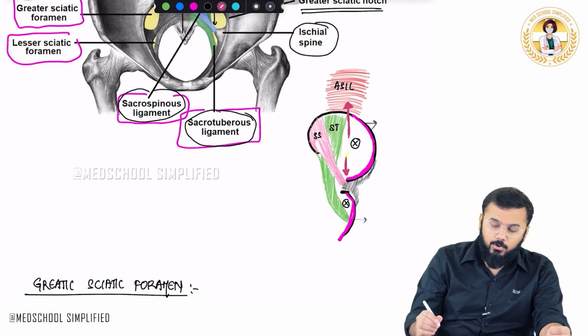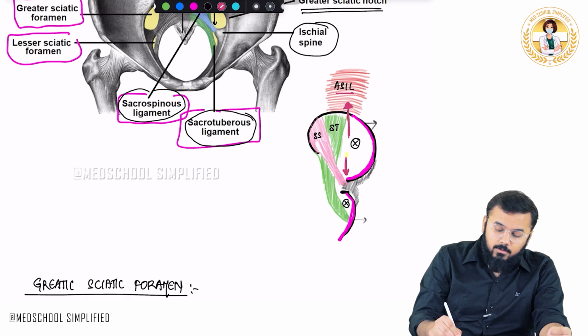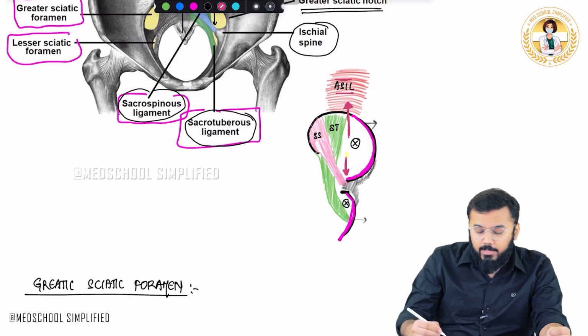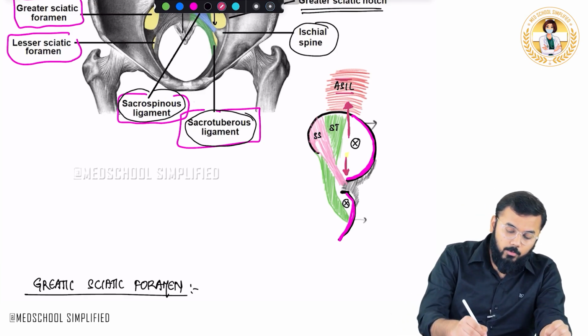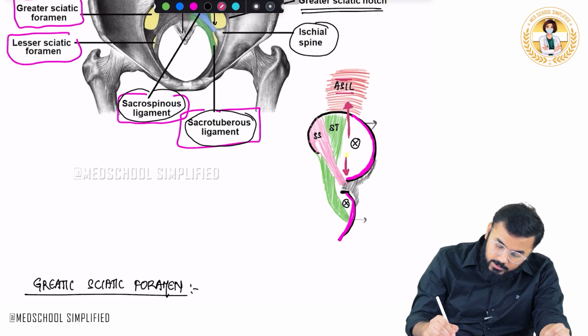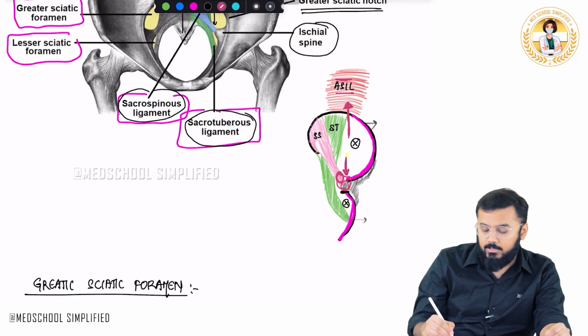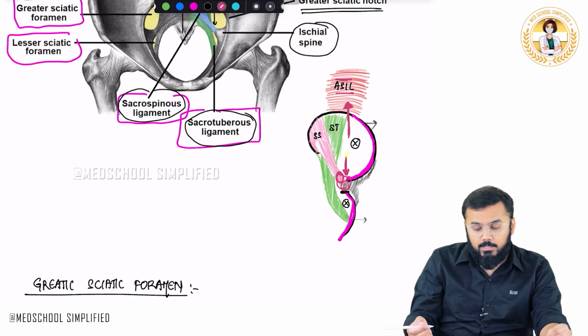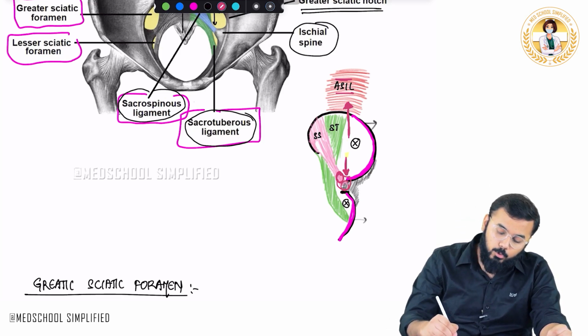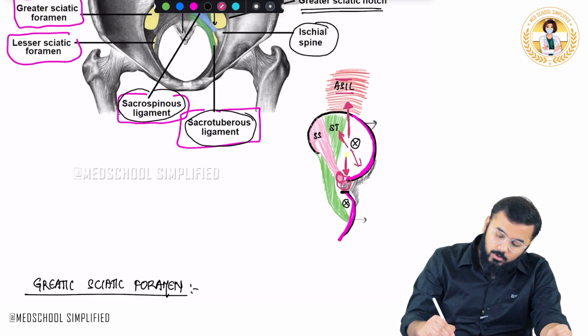So superiorly, what do you have? You have the anterior sacroiliac ligament. Inferiorly, what do you have? You have two important things. One is this particular pink color ligament, whatever I have drawn, and the next is your ischial spine. These two things are located inferiorly. Next, posteromedial and anterolateral. Posteromedial in the sense this one. This is posteromedial, this is anterolateral.